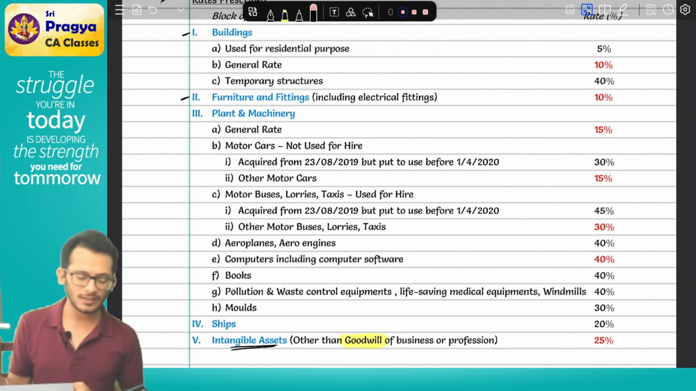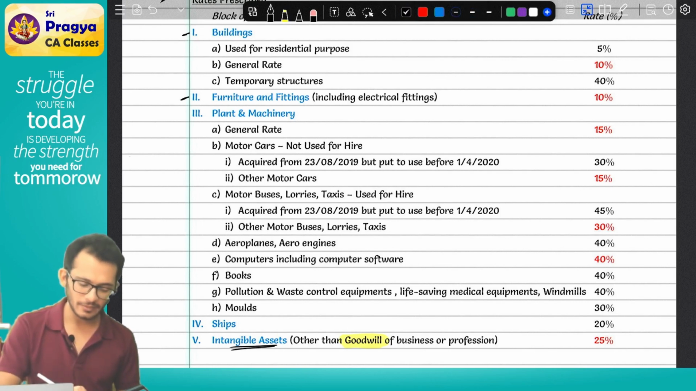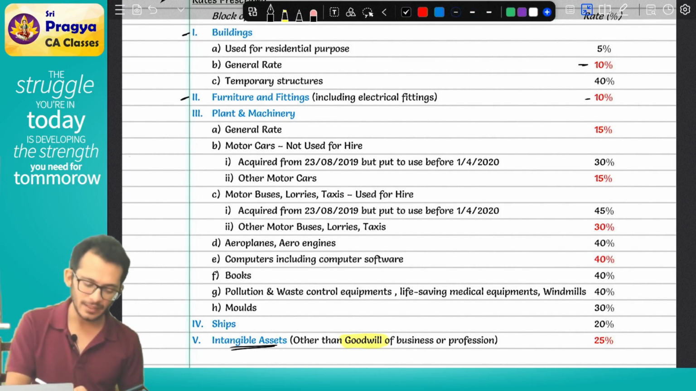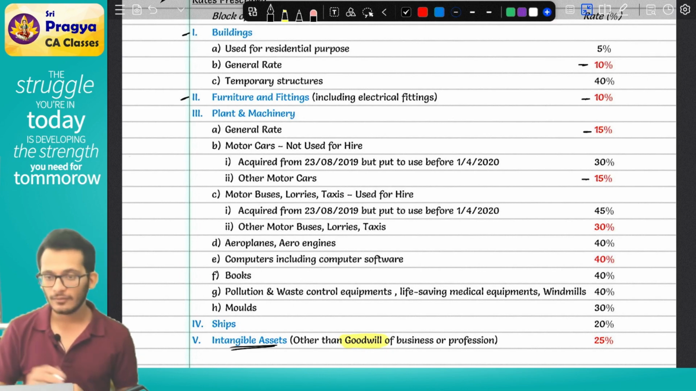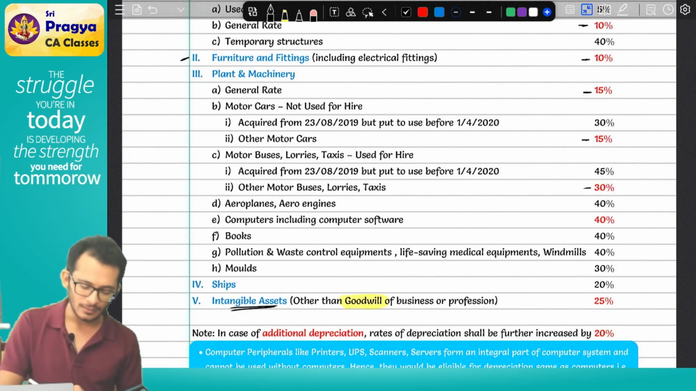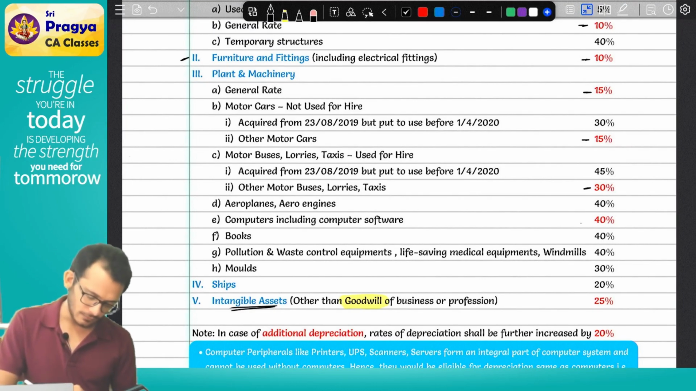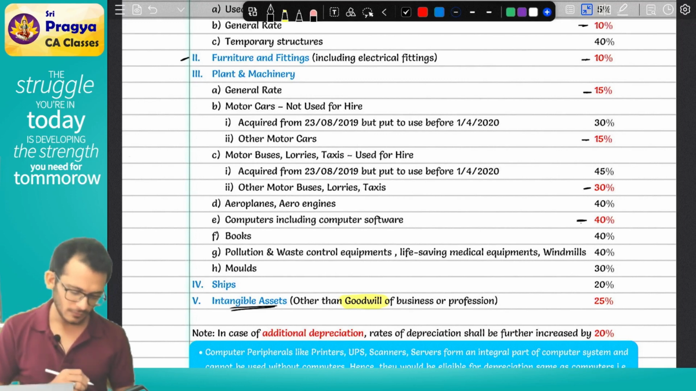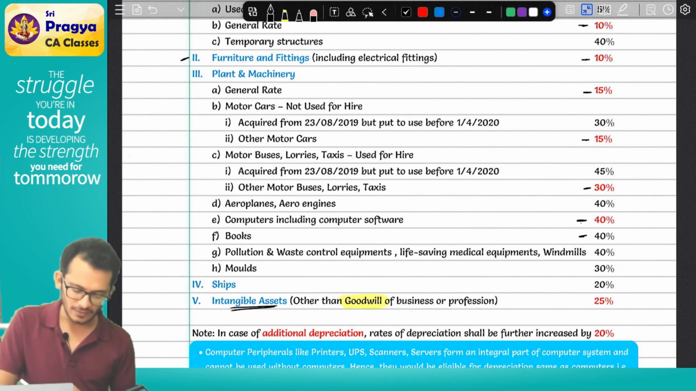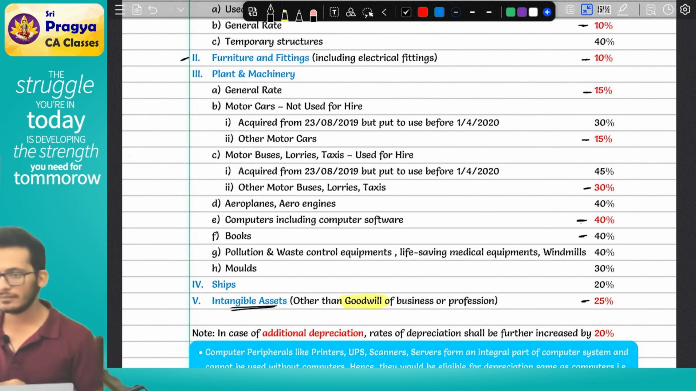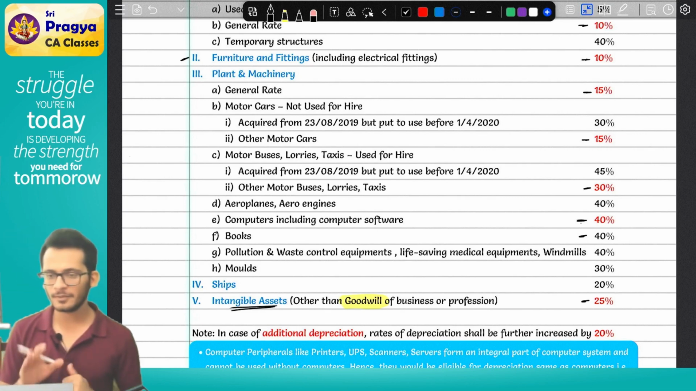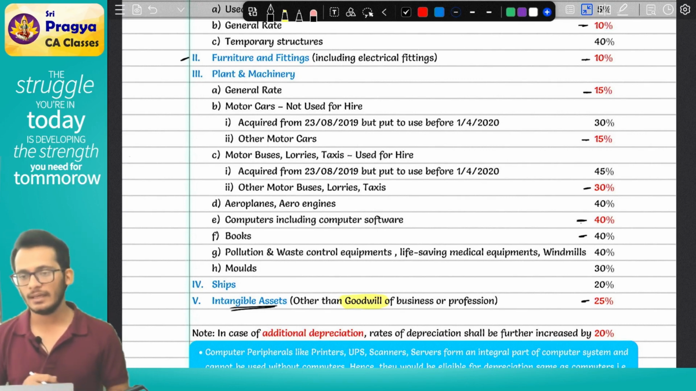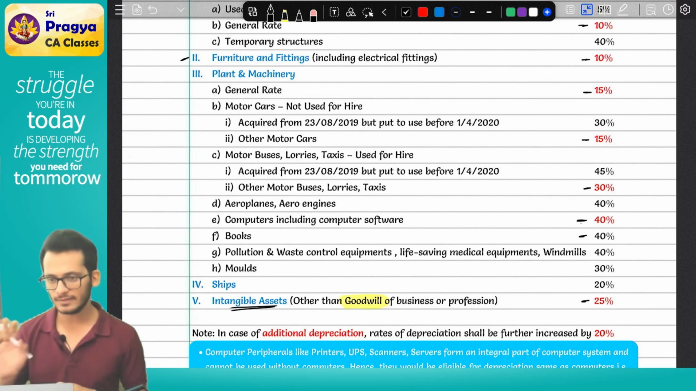Yes or no? Yes. So what are the rates to remember from the exam perspective? Building will be 10%, furniture will be 10%, plant and machinery will be 15%, motor car will be 15%, but if it is a hired motor car, it will be 30%. Computers will be 40%, books will be 40%, intangibles will be 25%. From the exam perspective, this is enough. Yes or no? Yes.